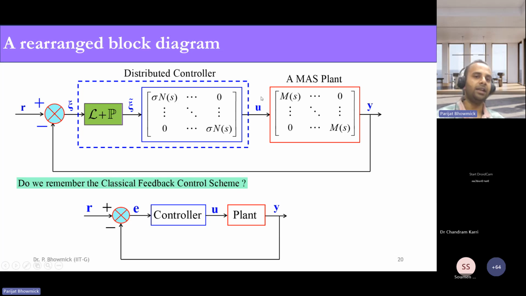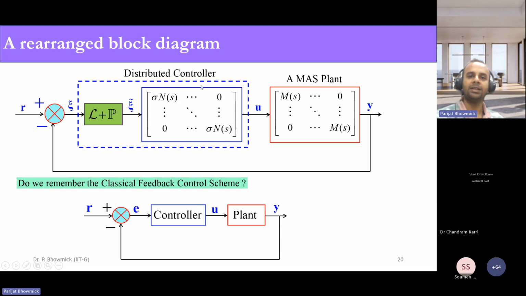Okay, so I hope you can remember, although here we are dealing with three blocks, the multi-agent system plant, the controller block, as well as the network block, by means of block diagram algebra you can club the network block with either the plant or the controller block, and then it will become a two block structure. One is the plant, another one is the distributed controller. If you see this diagram, I have clubbed the controller block with the network block. So as a whole, it represents the distributed controller.